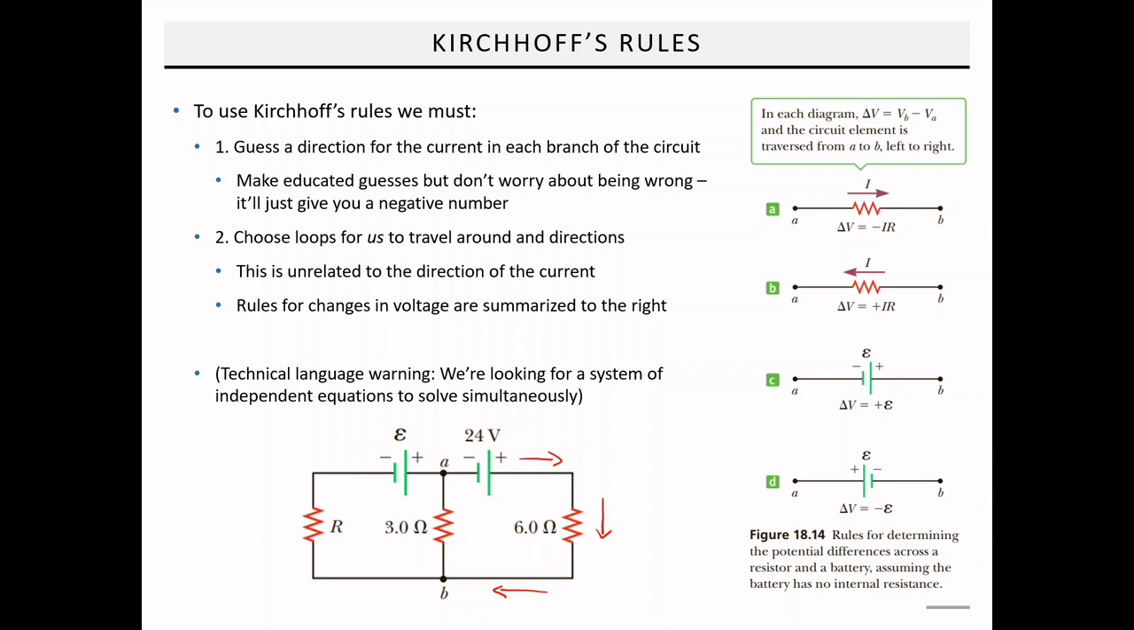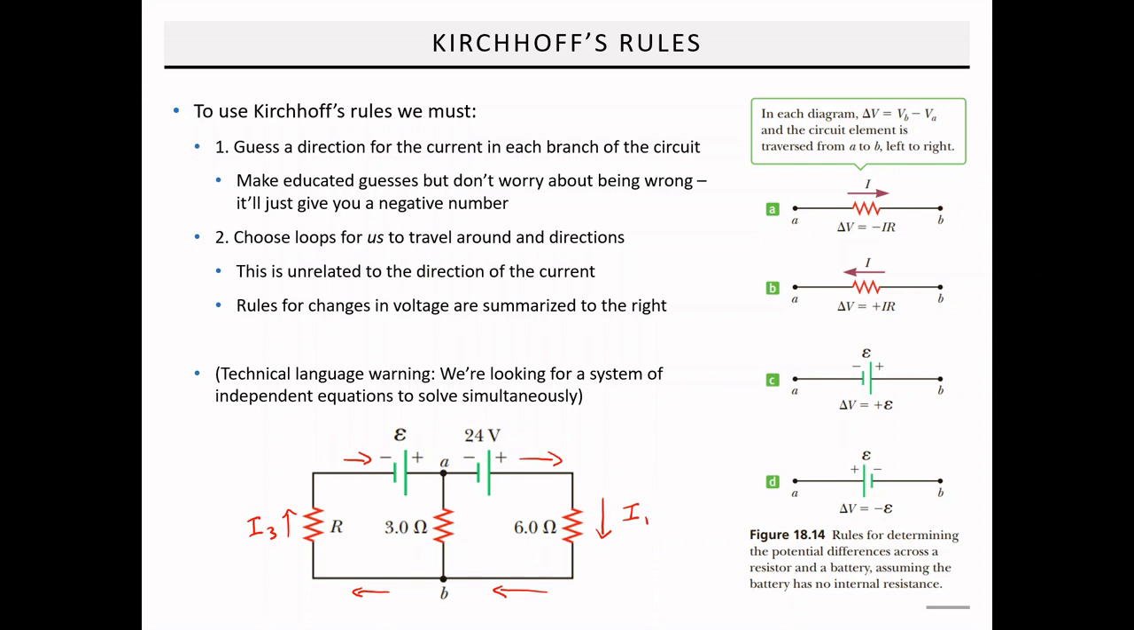We'll label the current in that rightmost branch as I1. The second battery on the left should also be driving the current clockwise around that left loop, and we will label this as I3.